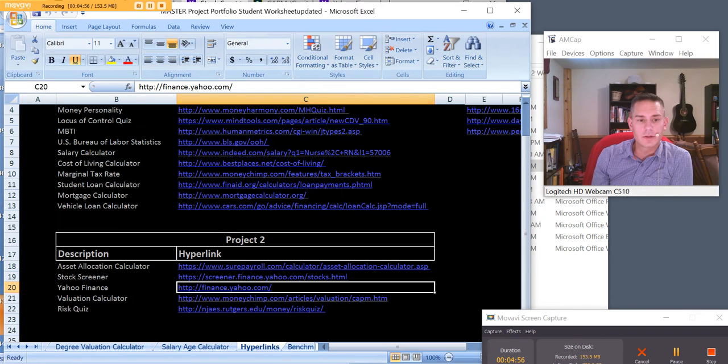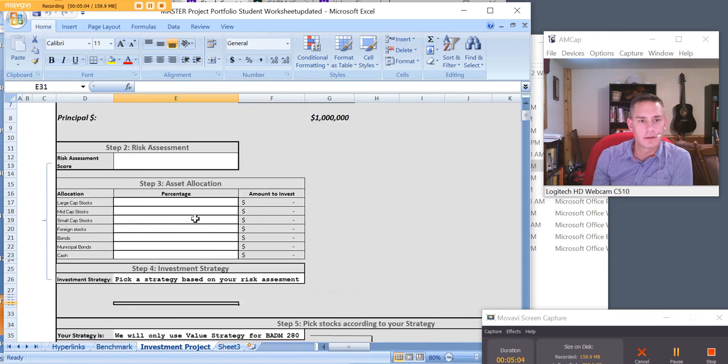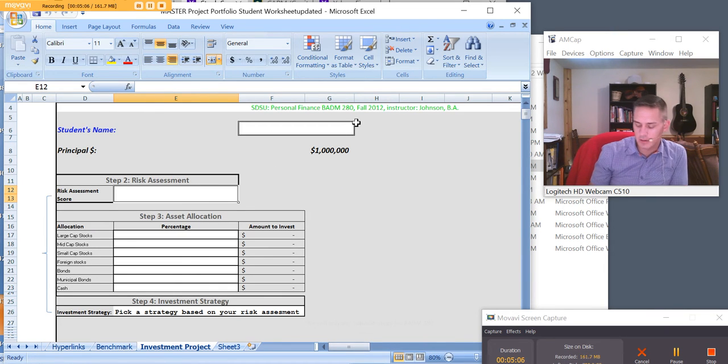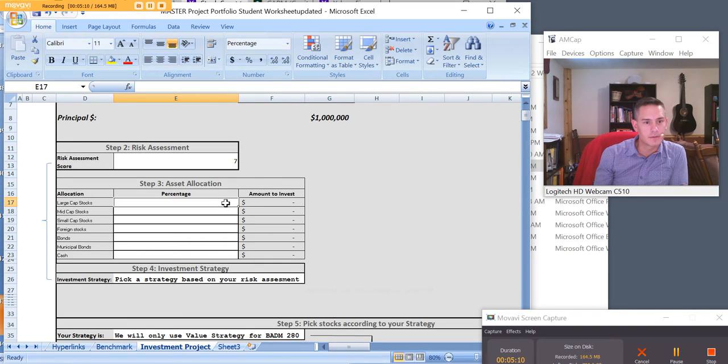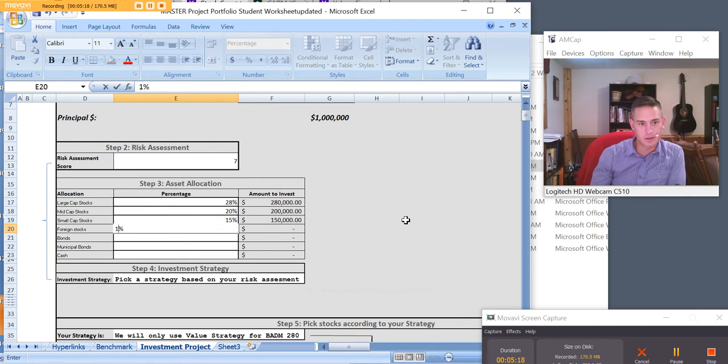And if we go to the Microsoft Excel spreadsheet, and we go to the investment project. Okay, you should have filled this out. So I said earlier that I had a score of 7. I'm going to pretend like I did an asset allocation.